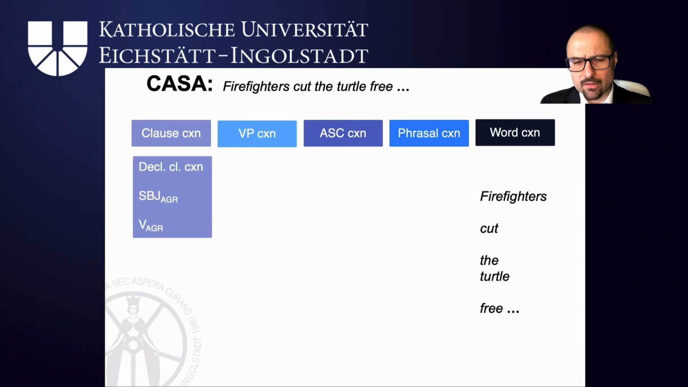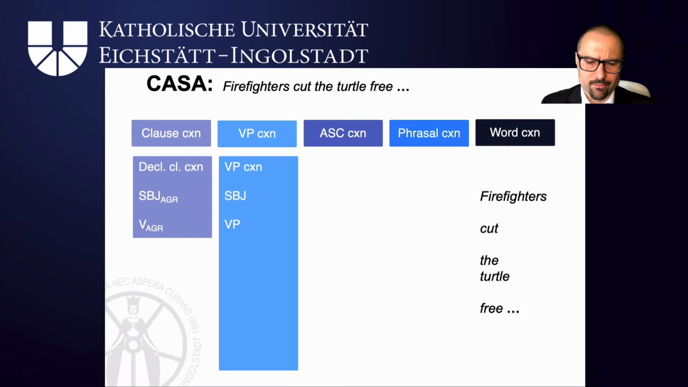We represent the clausal construction on the leftmost edge, and as you will remember from our discussion of clausal constructions last time, these have a meaning that relates to their speech act function in a prototypical sense. So a declarative clause will normally be a statement. One requirement of a declarative clause construction is that it has a subject and a verb, and that these two agree. So "firefighters cut the turtle free," but "the firefighter cuts the turtle free."